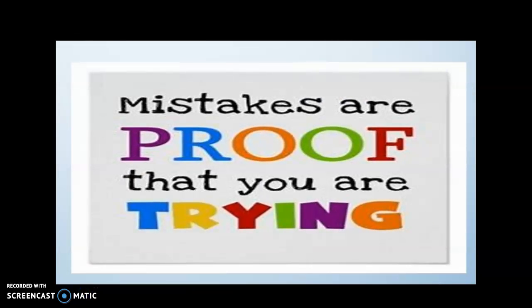Does anyone make mistakes? I'm raising my hand too. We all make mistakes. But if we didn't make mistakes, it wouldn't show that we're trying, right? So mistakes are proof that you are trying. And in this lesson, we are talking about the freedoms that we have within the classroom to share ideas. And it's okay to make mistakes. You keep trying and you will get to the solution. And again, we all make mistakes.